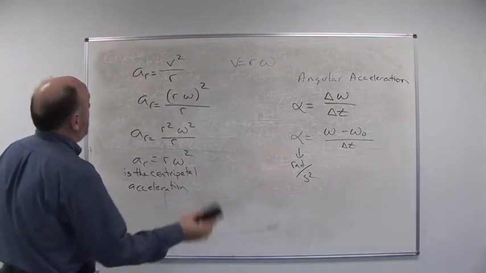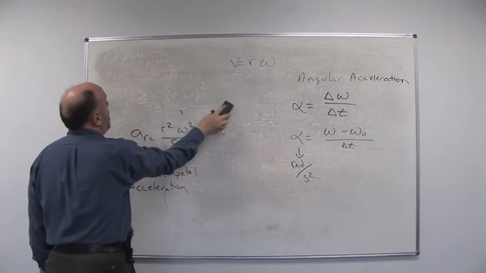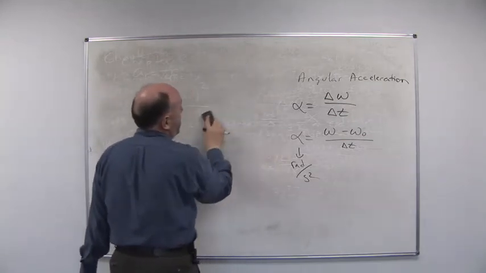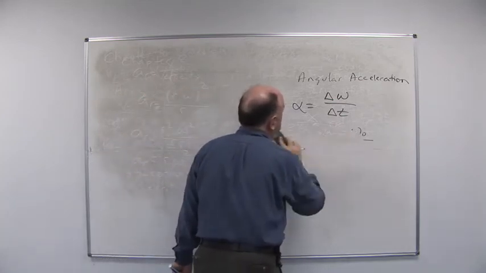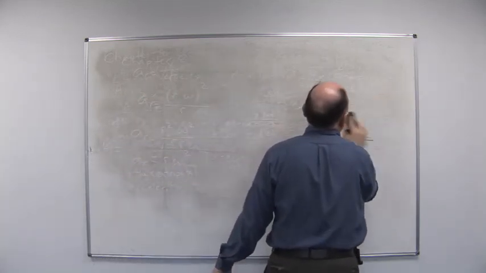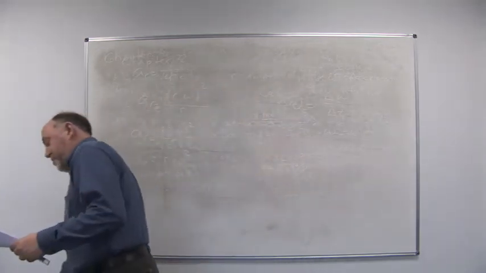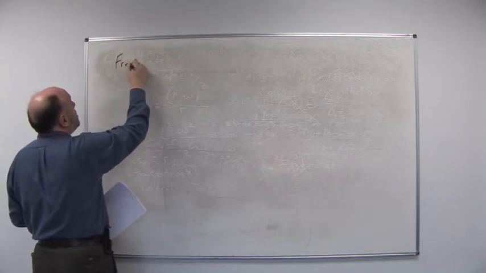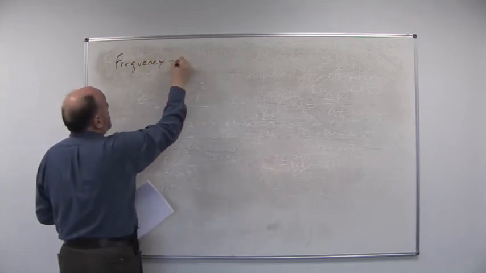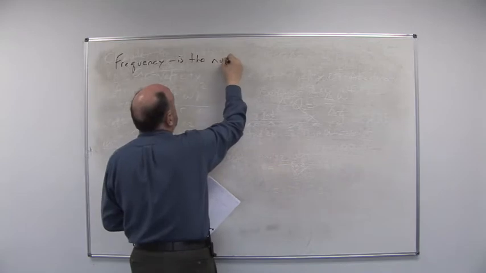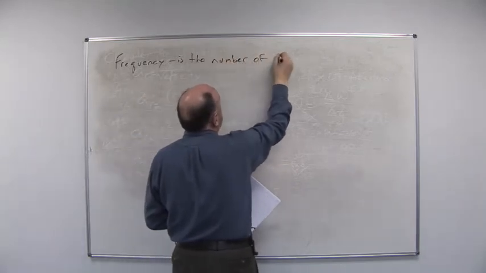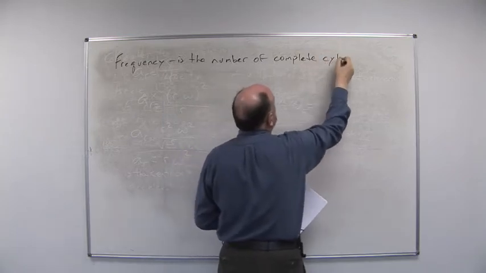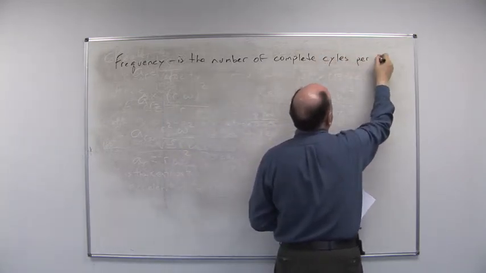Well, in terms of an object going around, we can look in terms of its frequency and the period for that object. And so frequency, then, is the number of complete cycles per second.